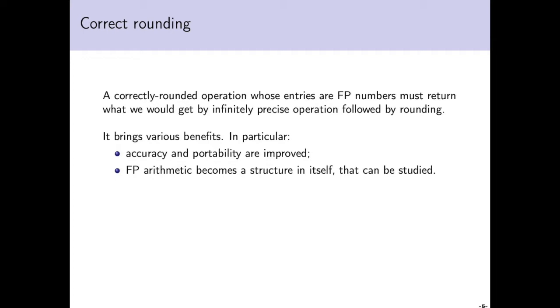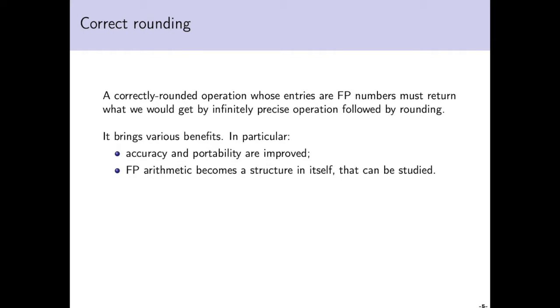So when you have correct rounding, it improves the quality of your computation significantly. First thing is you have an accuracy that is improved. For instance, you have a more refined interval arithmetic. You have also portability. What do I mean? If I launch the same computation on 2 different machines, I have the guarantee that the same correct result will be returned to me. Okay.